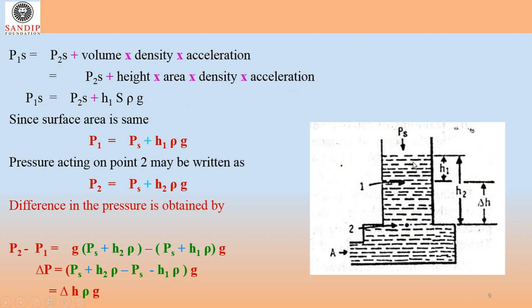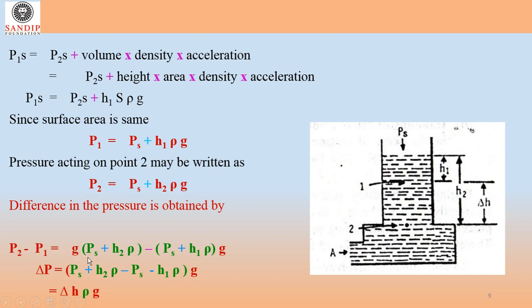Now since the surface area is the same, okay, so P1 is equal to PS plus H1 rho into g. Now the pressure which is acting on point 2 is written as what? That is P2 is equal to again PS, then height as H2 into again rho into g. Now the difference in pressure is obtained by the formula P2 minus P1. P2 minus P1 is nothing but delta P.